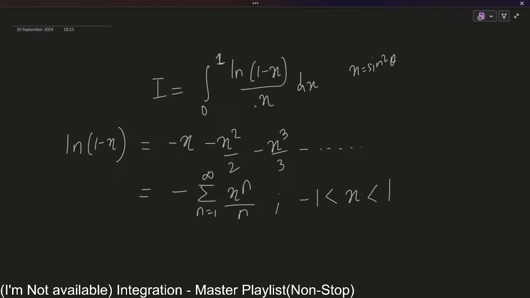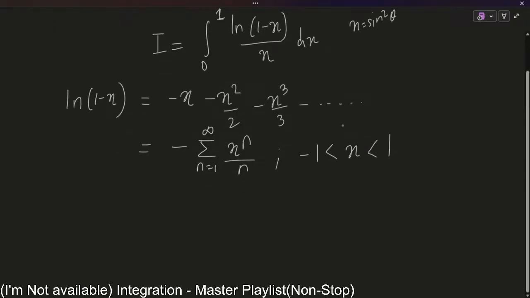So in order to do our integration, we are going to use this expansion. So we can rather write here integral of 0 to 1. And in place of ln of 1 minus x, we can simply put in this summation expression, which is minus summation n equals 1 to infinity x to the power n divided by n. And then there is a 1 by x there, dx.